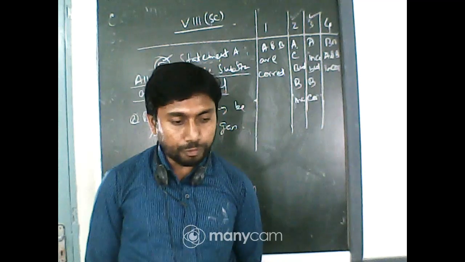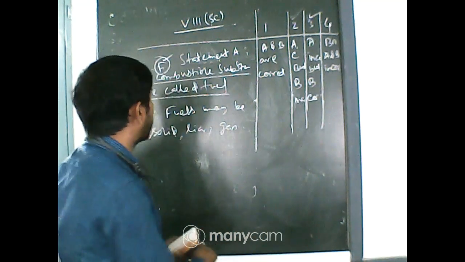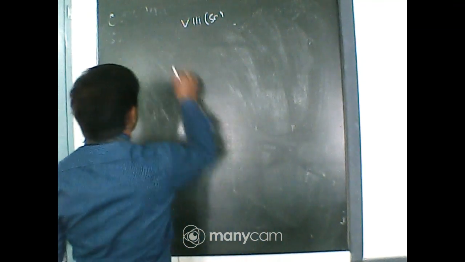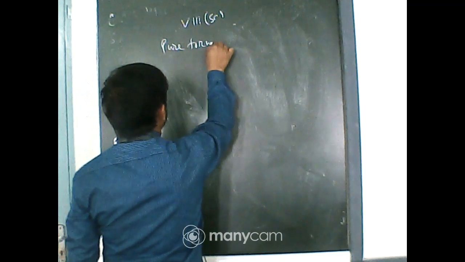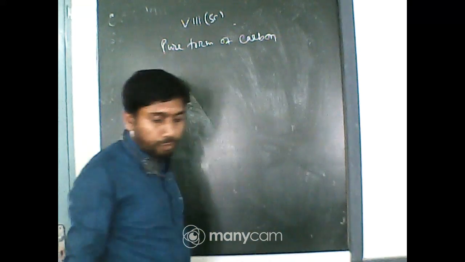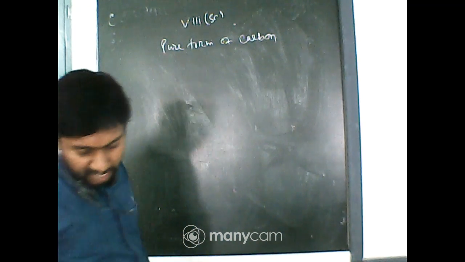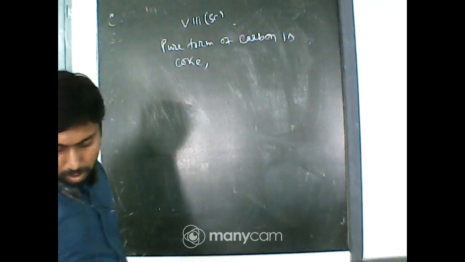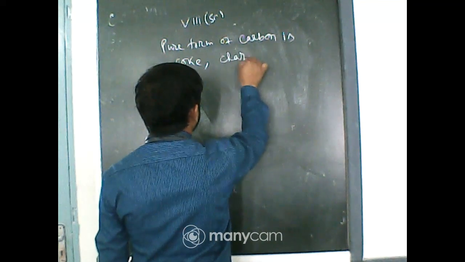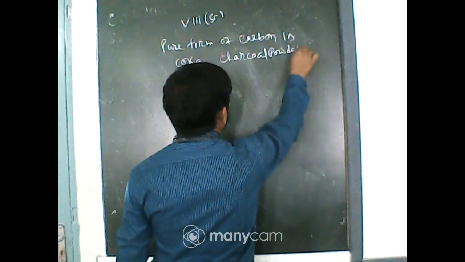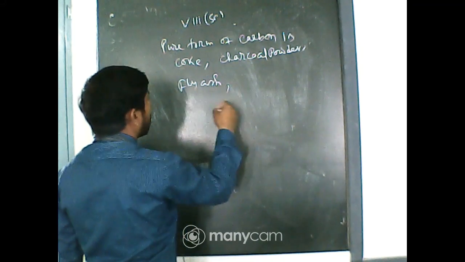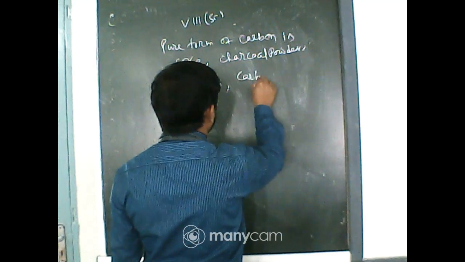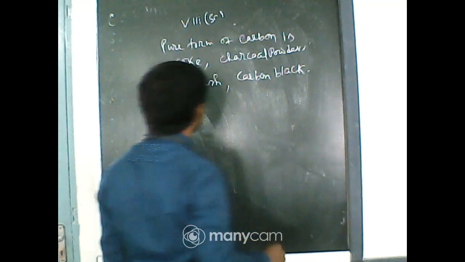Next one, pure form of carbon. Next question. Pure form of carbon is coke, charcoal powder, fly ash, and then another one is carbon black. Okay, this is given in your question part.